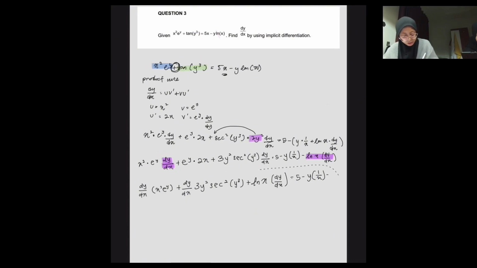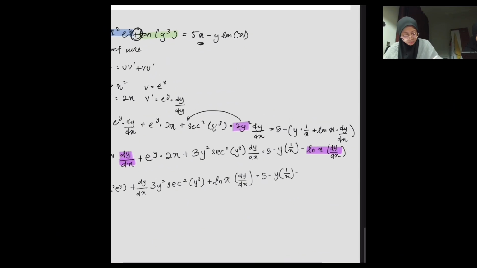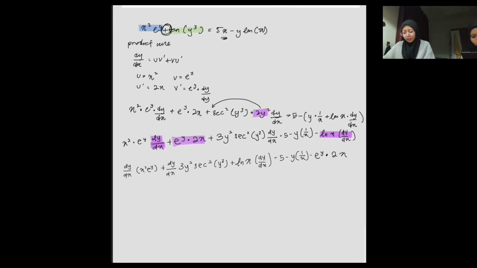minus, let me just size it down a bit so that I can write down. And you must be wondering, where did e to the power of y multiplied by x go? So we put it here, 2x. Okay, so this is our next step.